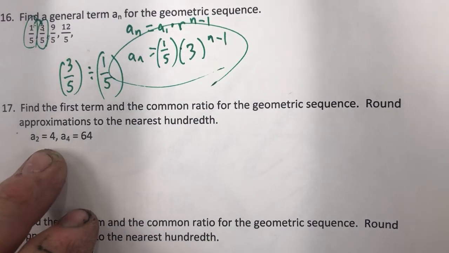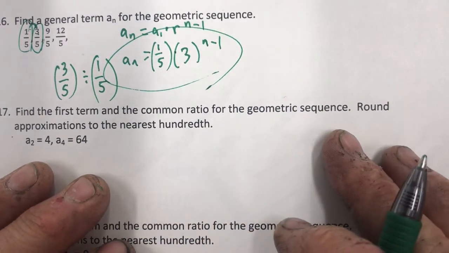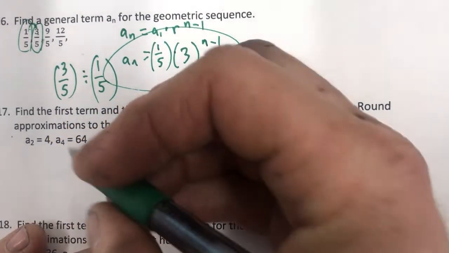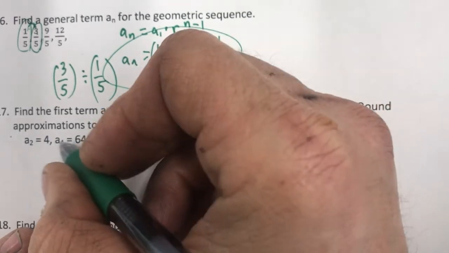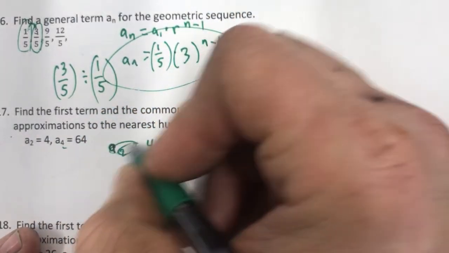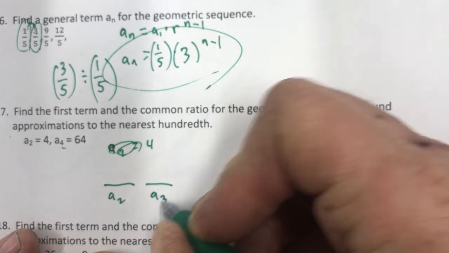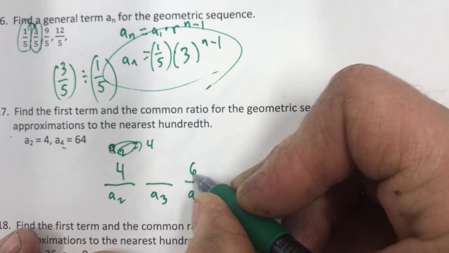Okay, 17. Find the first term and the common ratio for the geometric sequence. Round approximations to the nearest hundredth. All right, this says that a sub 2 is 4. A sub 4 is 64. So let's do this. There's a sub 2, a sub 3, a sub 4. This number is 4. This number is 64.